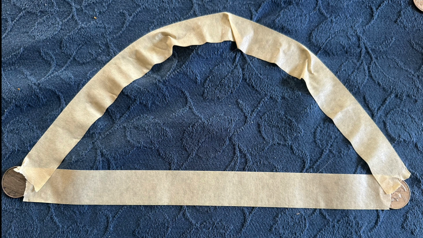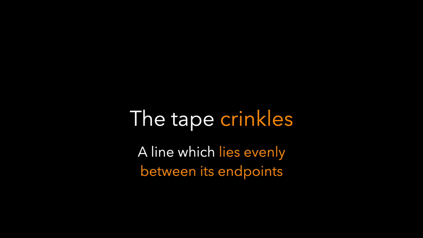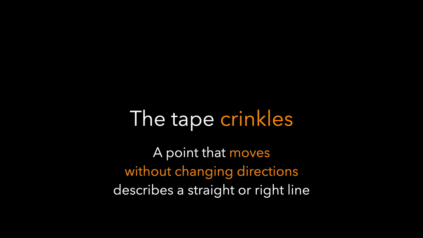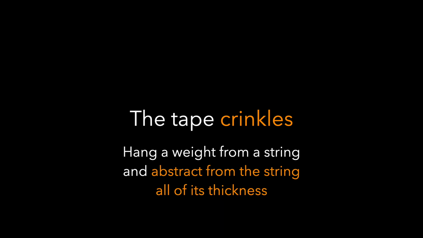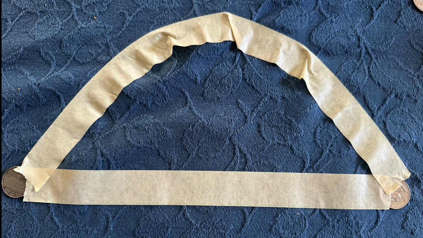Crinkles might not seem like a very technical term, but it doesn't differ that much from these definitions like lies evenly between its endpoints or moves without changing directions or abstract the string from all of its thickness. You can easily see the difference between these 2 lines. One isn't crinkly, one is, the straight line isn't. It's as if the line doesn't bend any more than it needs to stay on the surface and continue its path. So that's our idea of the tape crinkling.